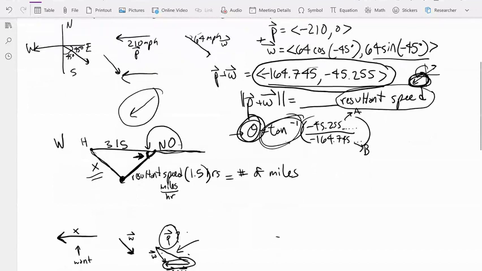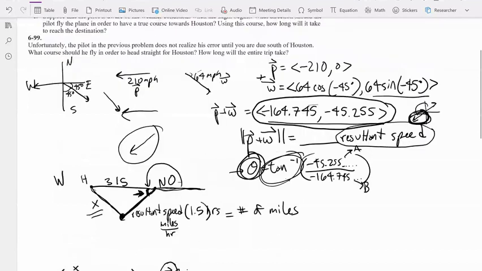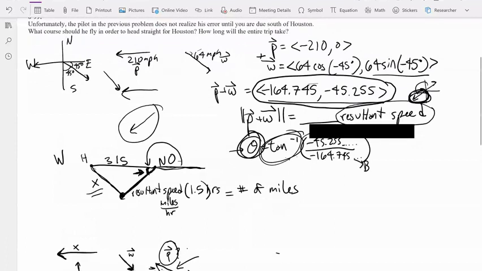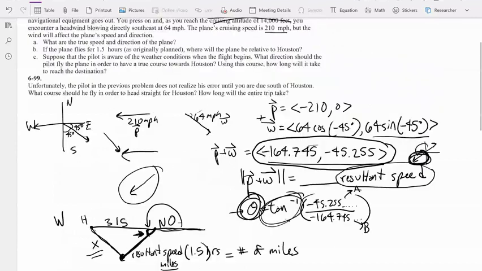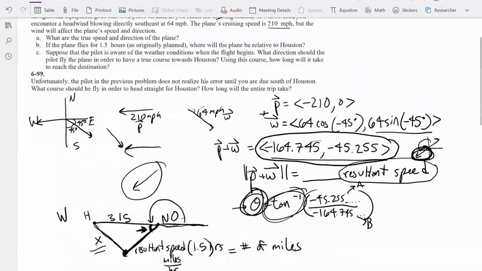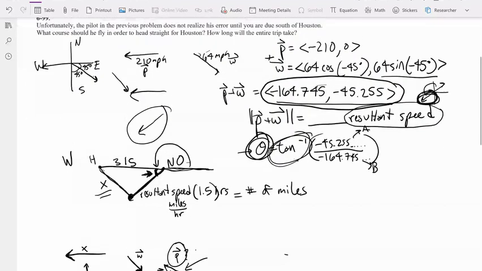Okay, so sorry, I'm trying to figure out, is this the plane flies for 1.5 hours. You do not realize the error until you are due south of Houston. Okay, so I'm just checking. Okay, so we're ignoring the 1.5 hours part.